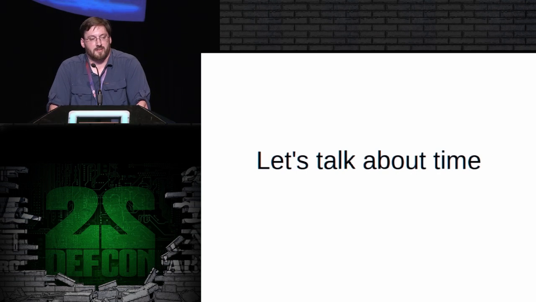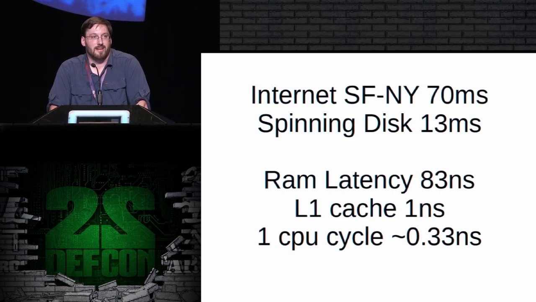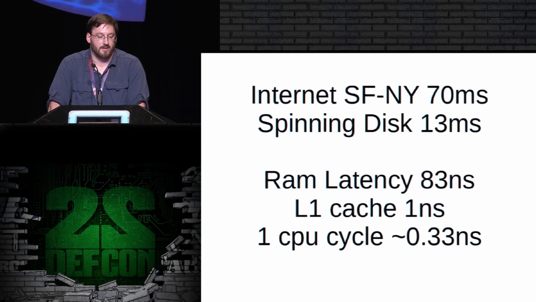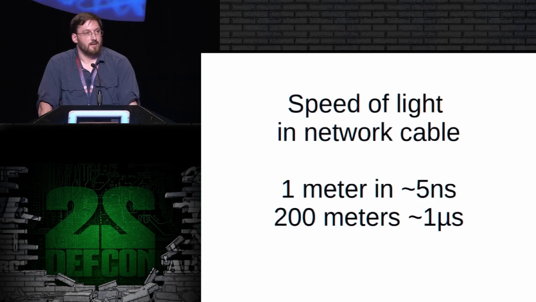So let's talk a little bit about time. Intuitively, we know that getting from San Francisco to New York takes about 70 milliseconds. We know that getting data off a spinning disk takes about 13. Going down further, RAM latency is about 83 nanoseconds. And if you're getting the cache in the CPU, you're in the sub-nanosecond range. And then down to the CPU cycle, which is a third of a nanosecond. By the way, the references for everything are in the speaker notes on my slides, which will be on GitHub after the talk.